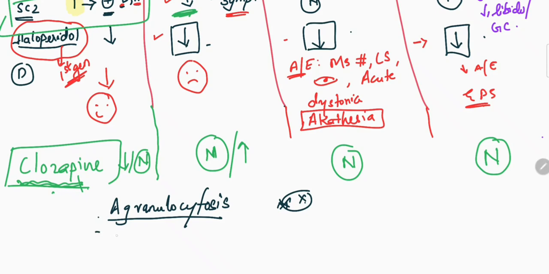Then it can cause seizures and some heart problems like myocarditis. So these are the problems of clozapine.